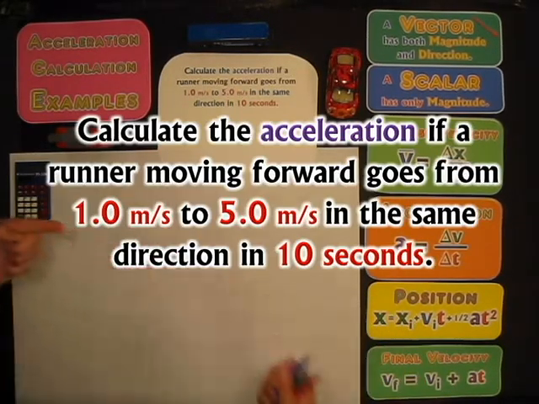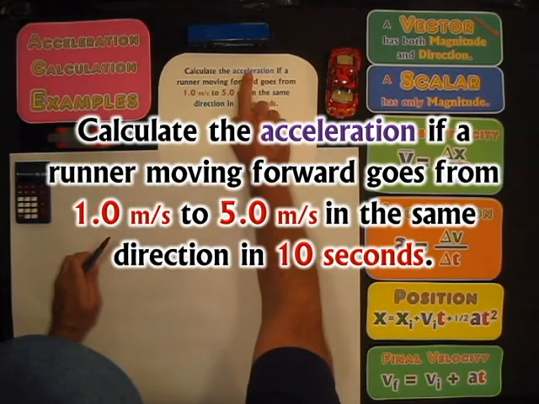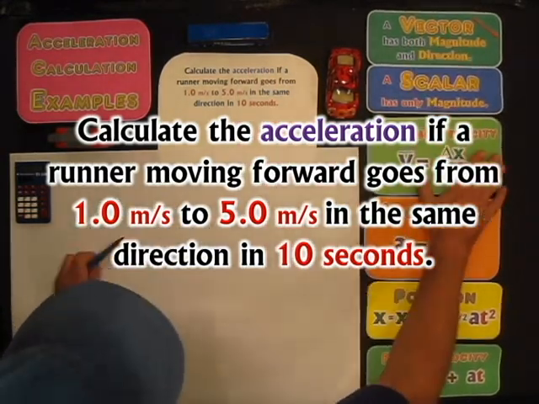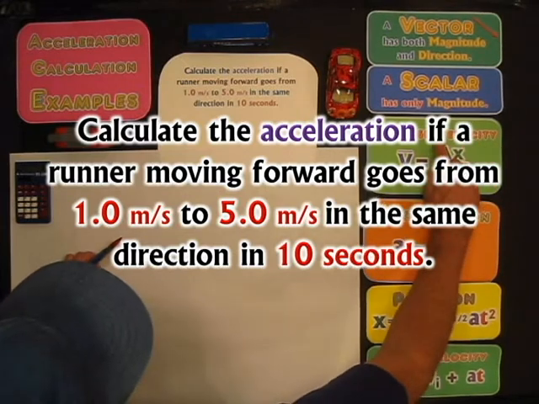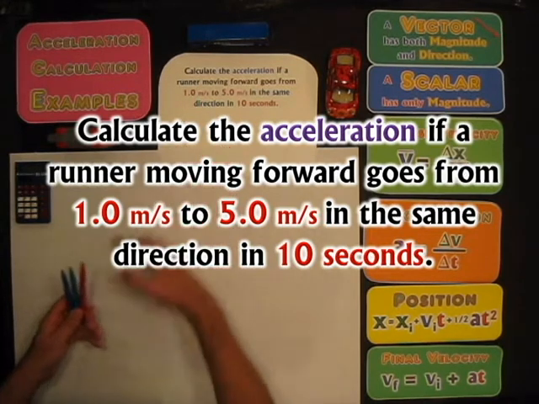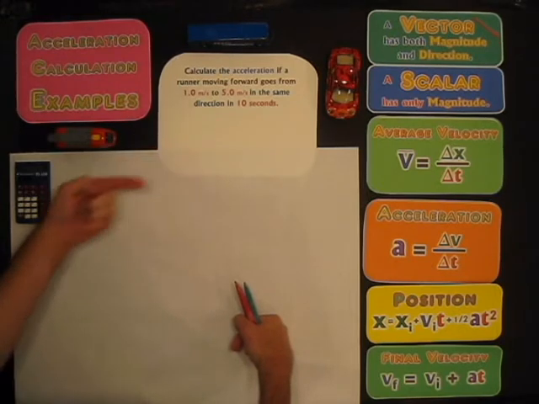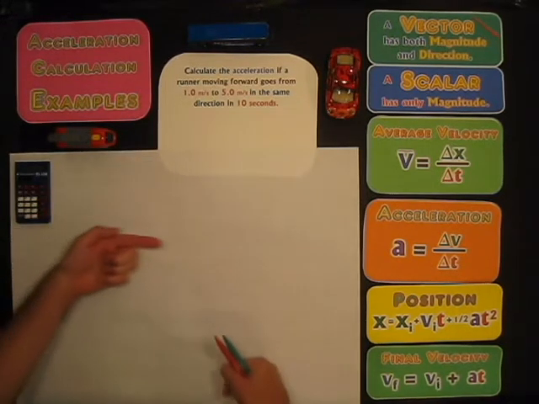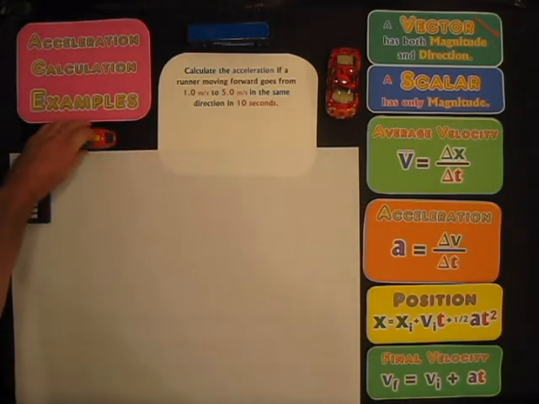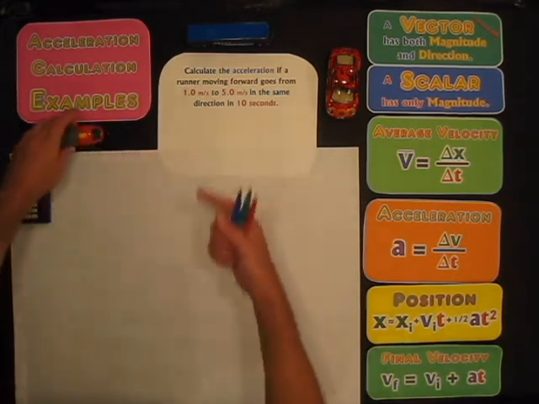If a runner is moving forward, so we've defined that direction as moving forward. Remember, acceleration is a vector, just like velocity is a vector. Speed is a scalar, as we mentioned. Velocity is a vector. Okay, running forward, going from 1.0 meters per second to 5.0 meters per second in the same direction. So let's say they're going forward or to the right. We often choose this direction as moving forward because it's the direction we read. Okay, so usually we're talking about the front of an object moving forward, right? Or in this case, a runner.